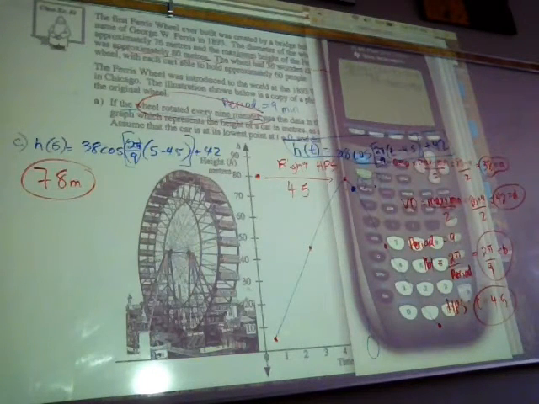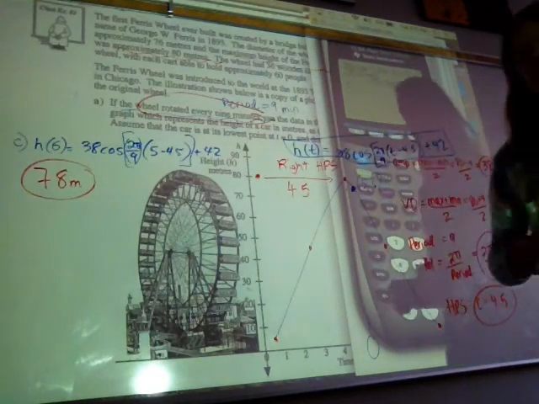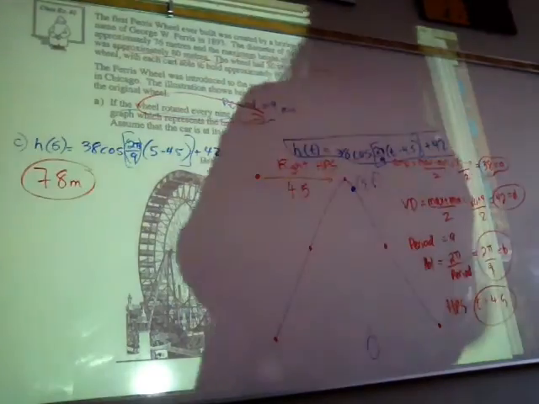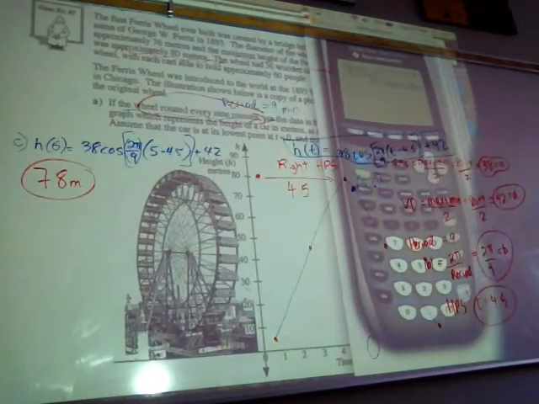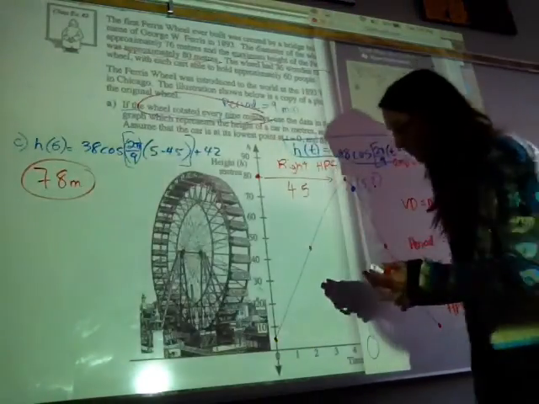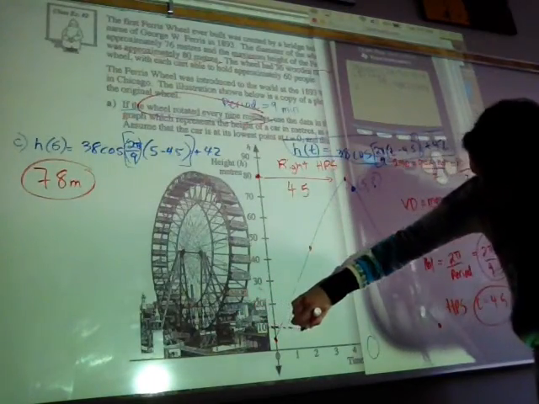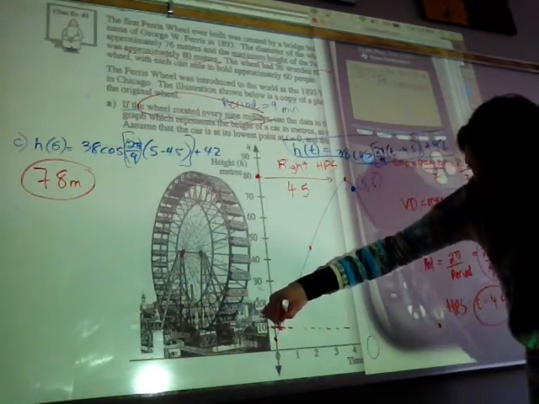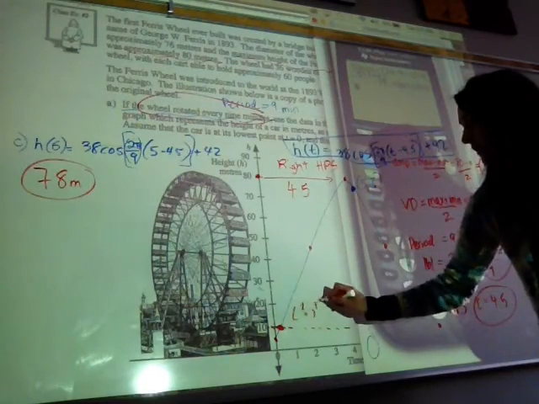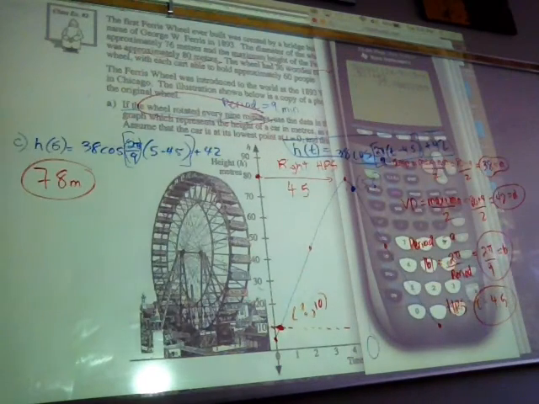For part D, how many seconds after the wheel starts rotating does the car first reach 10 meters from the ground? Okay, so when y is at 10, it's going to intersect the graph first at this point here. So we're trying to figure out what is the x value when y is 10. So the easiest way to do this is to graph your function.